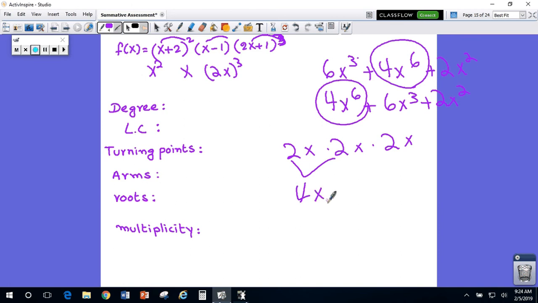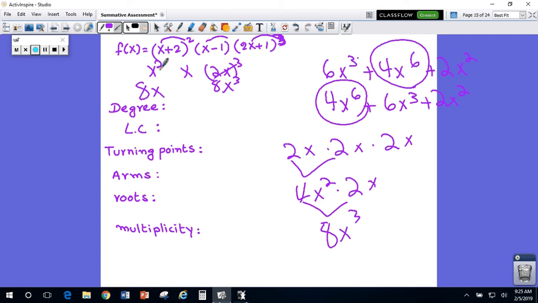4x squared times 2x gives us 8x to the third. All right? Good job. So now we have our leading coefficient of this whole polynomial. This now becomes 8x to the third. So now when we multiply up, my leading coefficient would be 8x.